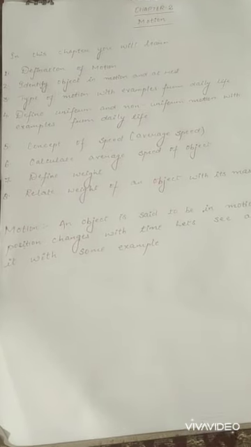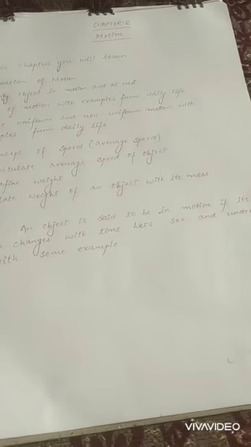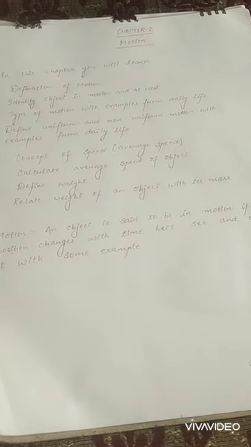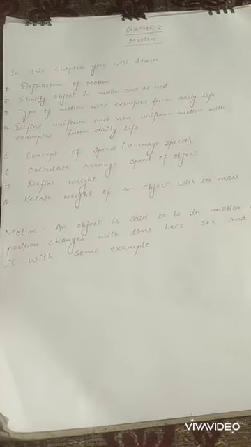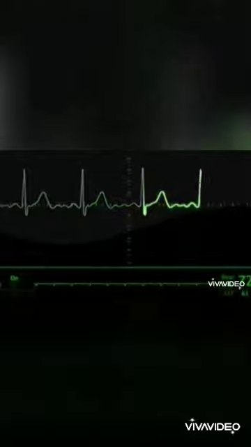So let's see the definition of motion. An object is said to be in motion if its position changes with time. Let's see and understand it with some examples. Now, let us understand the examples of motion.